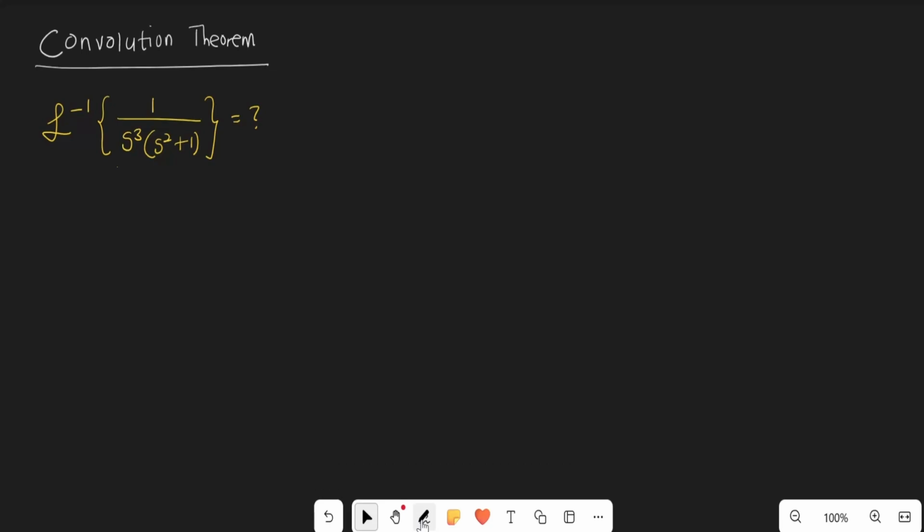So if you can recall the definition of the convolution, if we have f of t convoluted with g of t, this is not multiplication. That is f of t convoluted with g of t. This is defined as the integral from 0 to t of f of t minus tau, multiplied by g of tau, d tau. So this is the convolution of f of t and g of t.